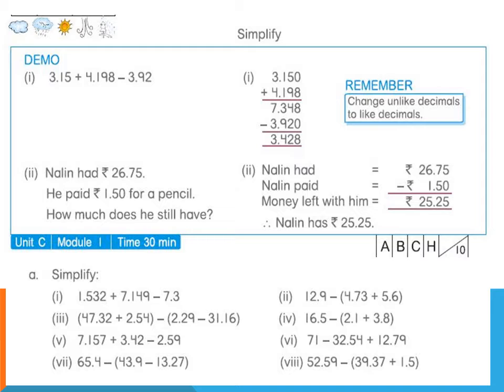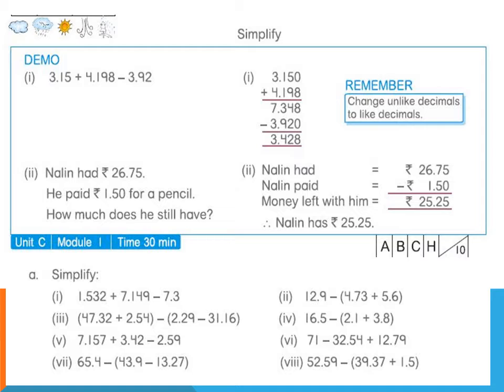3.15 is written as 3.150. Why? In the second number there are 3 digits after the decimal: 1, 9 and 8. So we are writing 3.15 as 3.150 and we will add it to 4.198 and we will get 7.348. I am not going into the details of adding decimal numbers because you have already been taught how to add and subtract decimal numbers in a column last year.